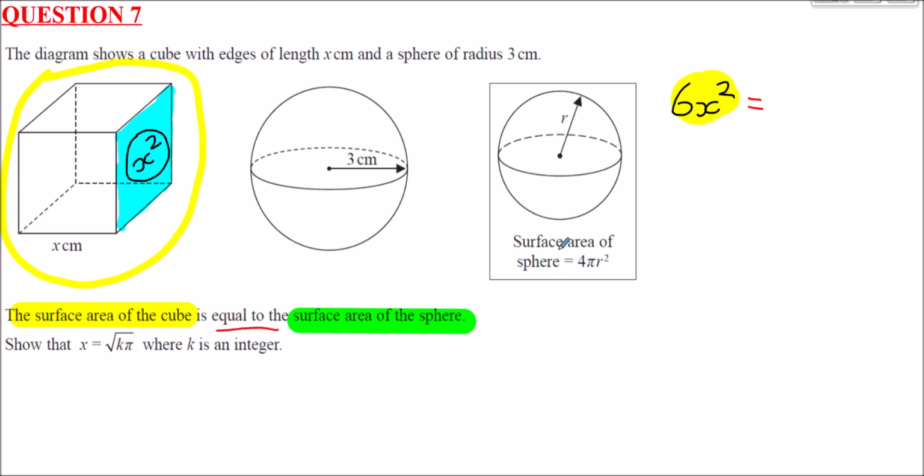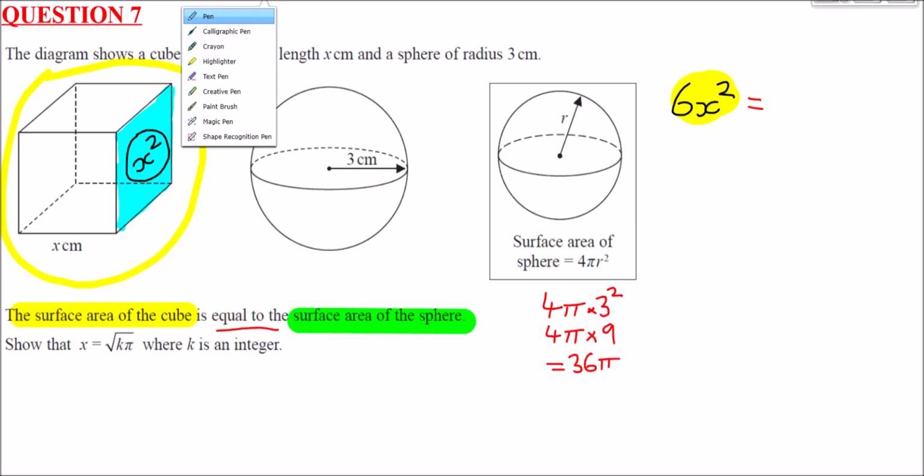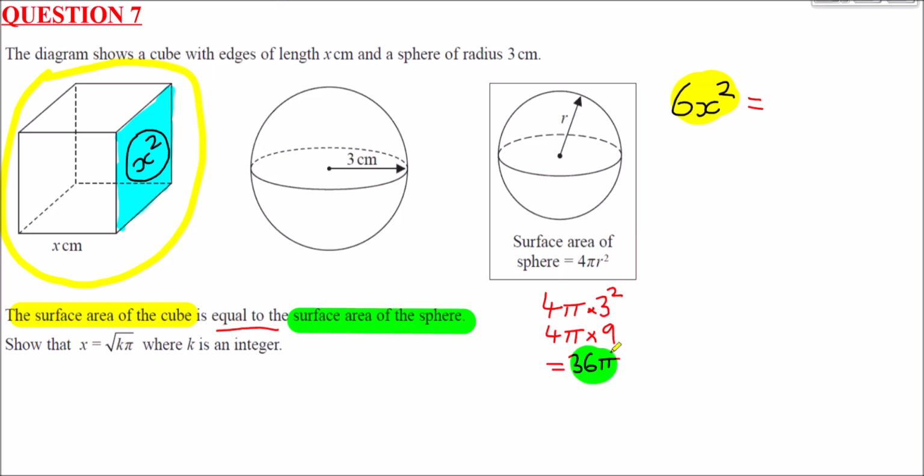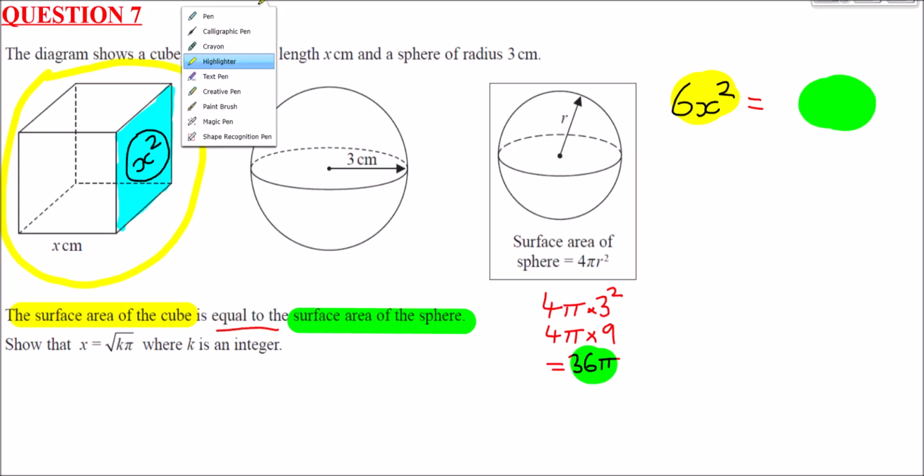Luckily, we have a formula. So for this particular sphere, the surface area is 4 pi r squared. So that's 4 times pi times r, which is the radius, which is 3. So that's going to be times 3 squared. So 4 pi times 3 squared, do the indices first. 3 squared means 3 times 3, which is 9. 4 pi times 9. If you bought 9 packs of 4 pies, that would be 36 pies in total. So the surface area of the sphere is 36 pi. So 6x squared equals 36 pi.